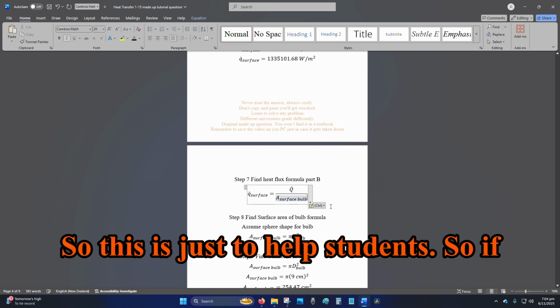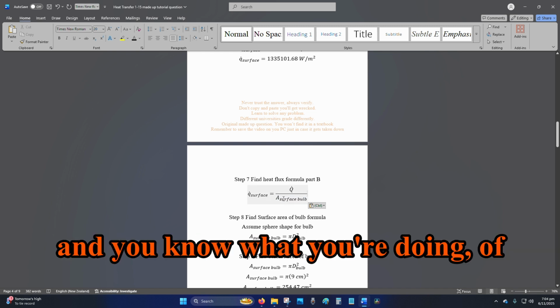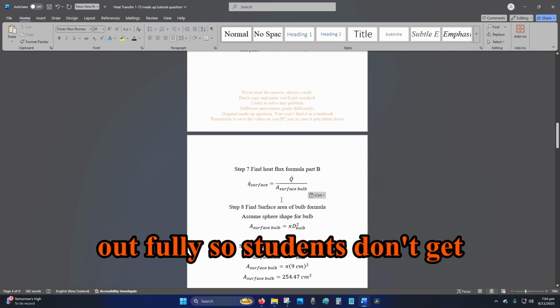So this is just to help students. So if you want to write shorthand, and if you're familiar and you know what you're doing, of course, but I just write it out fully so students don't get confused.